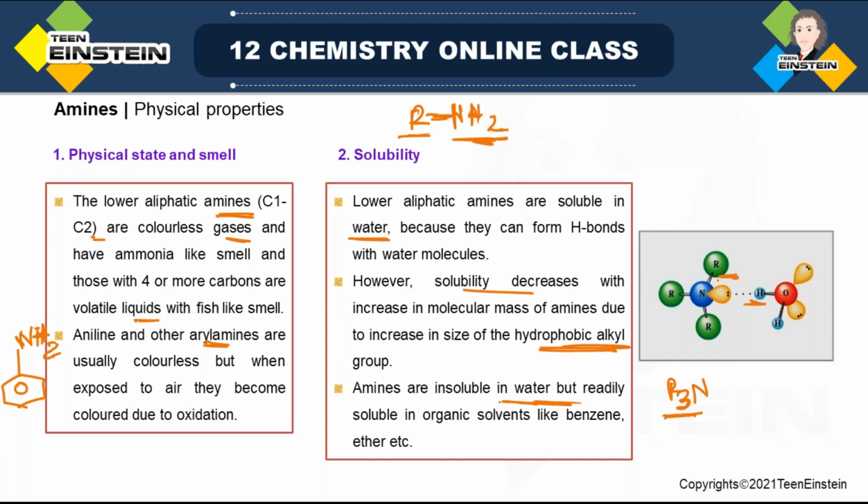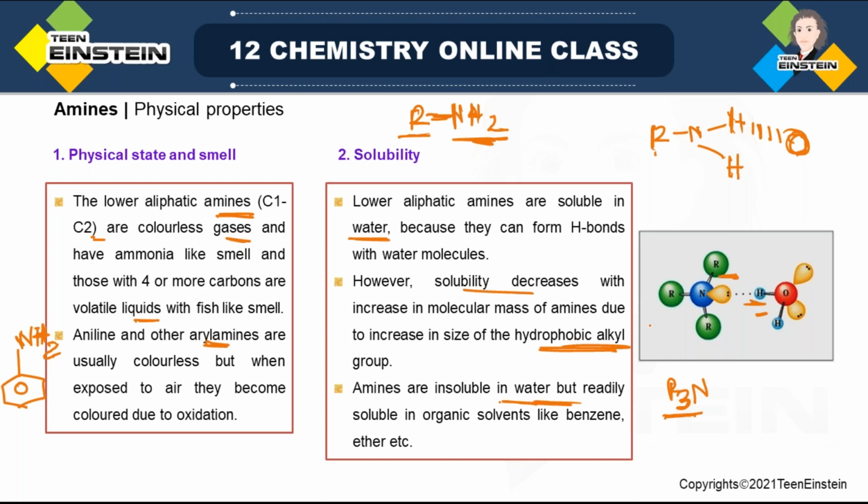And suppose any of these R is H, suppose it is R N H H. Then this H can also take part in hydrogen bond formation with the oxygen, which is coming from the water molecule. So that is also possible. In the picture you are seeing here, the hydrogen of the water molecule is interacting with the lone pair, but ultimately it is interacting with nitrogen basically.